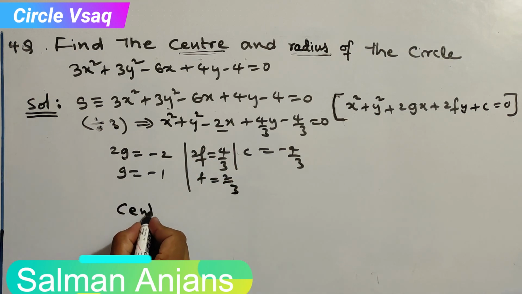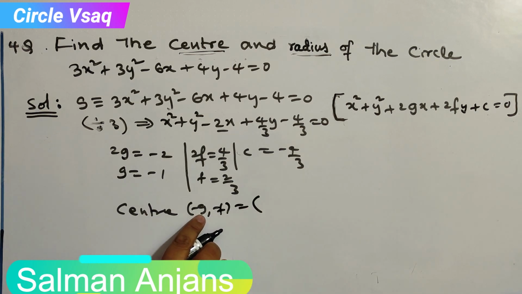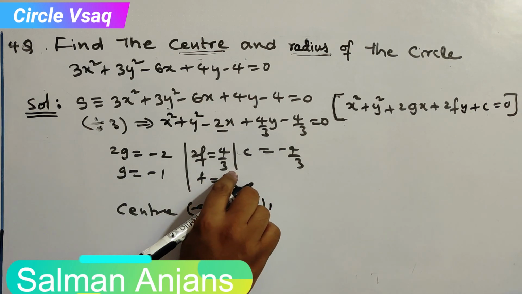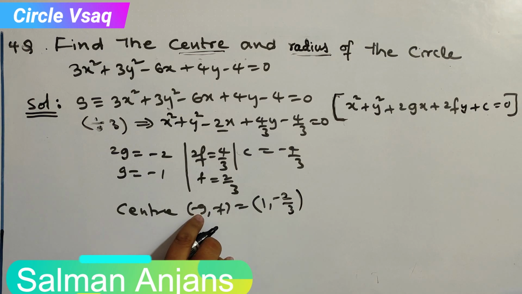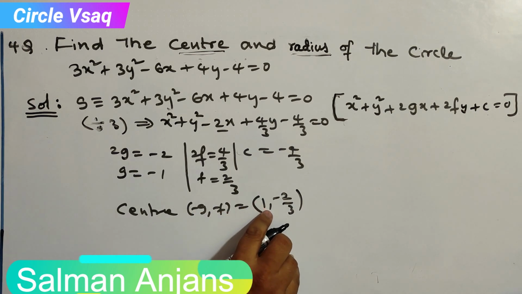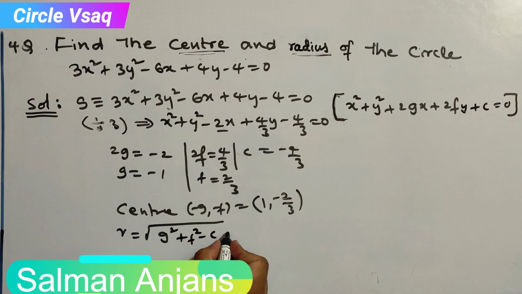We know that center is (−g, −f). The g value is minus 1, then minus g is plus 1. The f value is 2 by 3, then minus f is minus 2 by 3. Therefore center (−g, −f) is (1, −2/3). Next we have to find the radius. The formula is root over g² + f² − c.